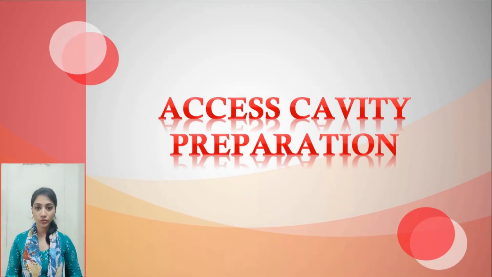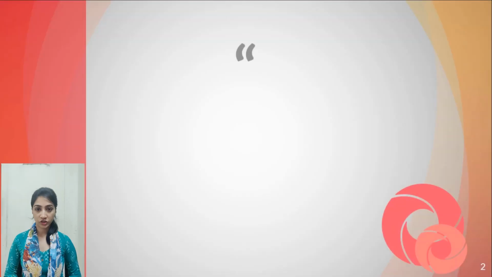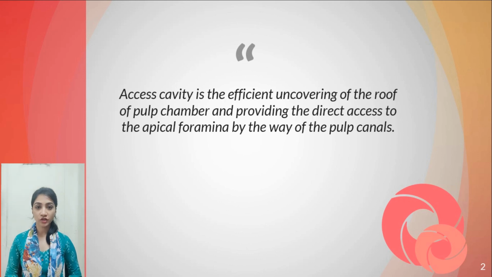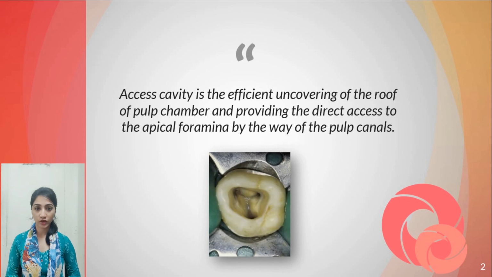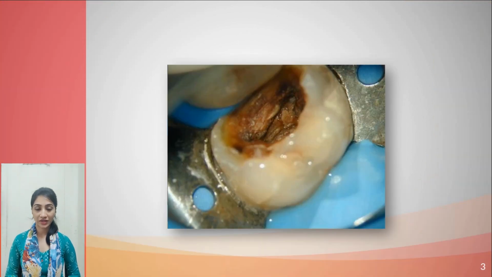Everyone, in this video, we are going to discuss the general principles of access cavity preparation. So what is access cavity preparation? It is the efficient uncovering of the roof of the pulp chamber and providing direct access to the apical foramina by way of the pulp canals.